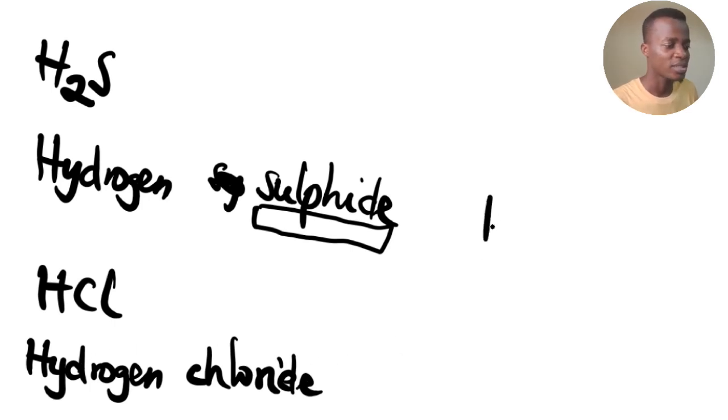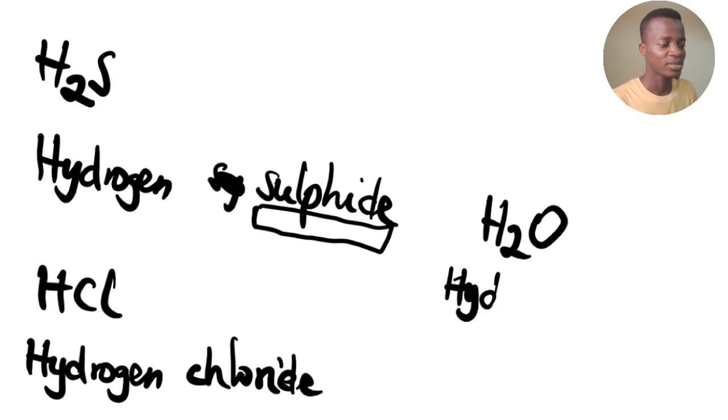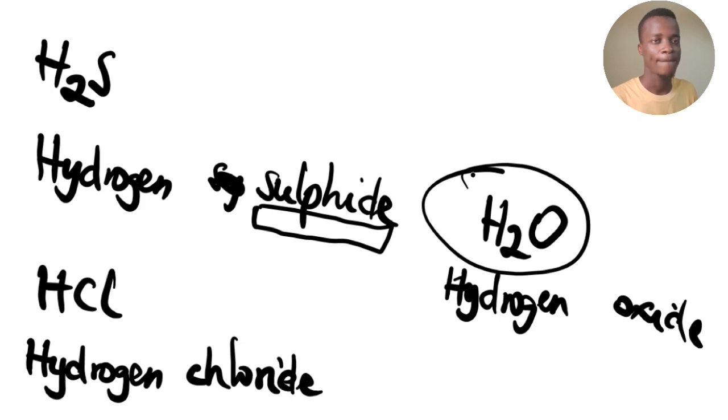So someone will say, what about this one? H2O, the popular one. Is it hydrogen oxide? The name for this is water. H2O, the name for it is water. Aqua, water. So you see H2O, what's the name for it? Water is the answer for H2O.